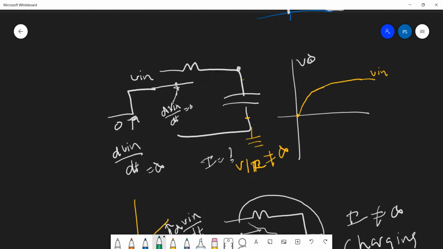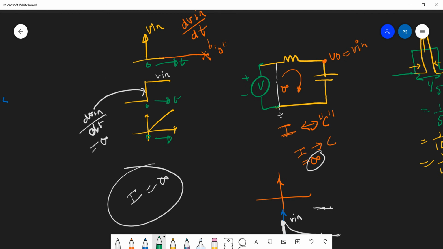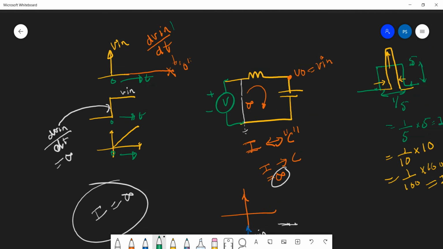Okay, so I would just repeat the points. Always analyze your circuit for two things. You have to check dVin by dt at 0 and dVin by dt at infinity, and always check whether there is an infinite current or not. If there is no infinite current, remember the capacitor cannot charge instantaneously. If there is an infinite current, the capacitor will charge instantaneously. And always try to find dVin by dt at infinity, and then you can decide what the final response of the RC will be.